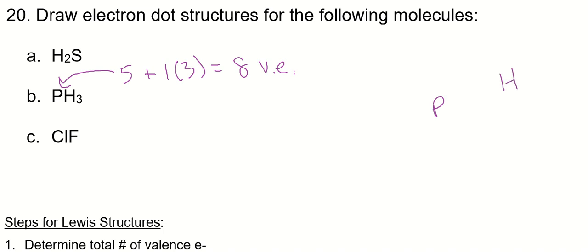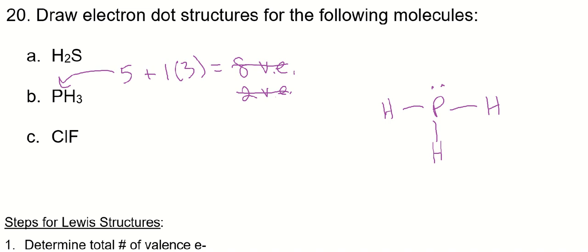We'll surround it by 3 hydrogens. We need to connect these atoms in the molecule. That's going to require 3 bonding pairs. Each bonding pair is 2 shared electrons, so we are down to 2 valence electrons. The hydrogens are good, so we're going to put the remaining 2 on the phosphorus, giving that the octet.